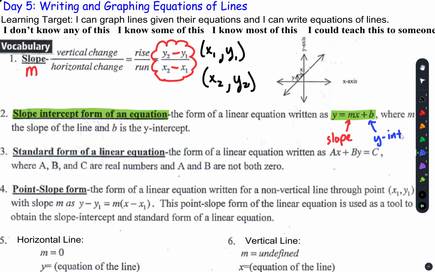A lot of the times on our homework, on our quizzes, on our tests, you're going to be asked to leave your final answer in slope-intercept form. So maybe we start in a different form, but we'll usually end up in slope-intercept form.